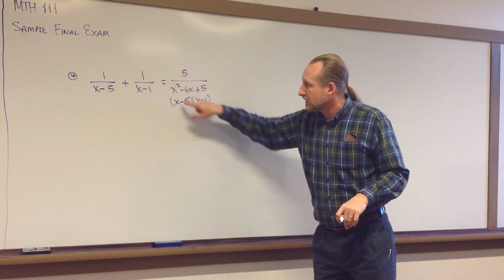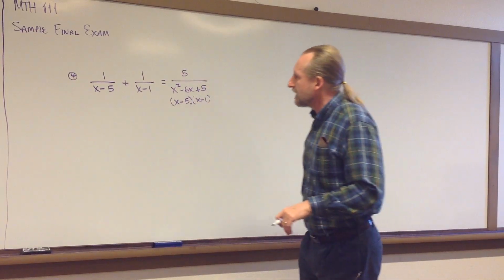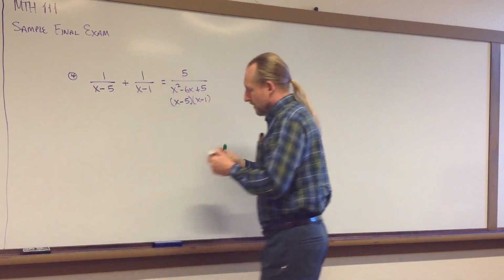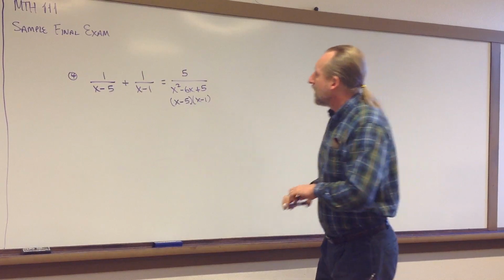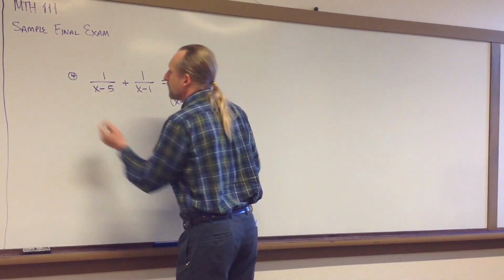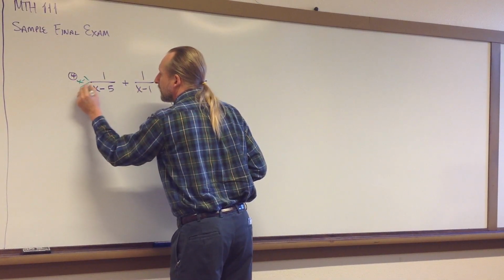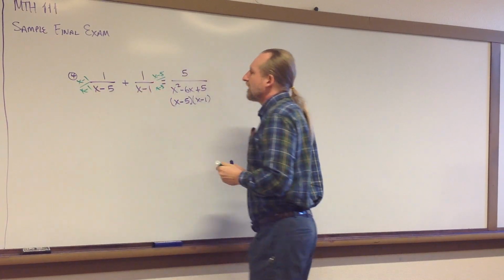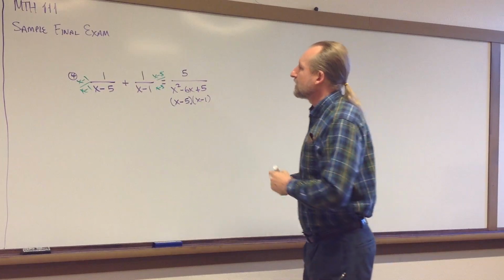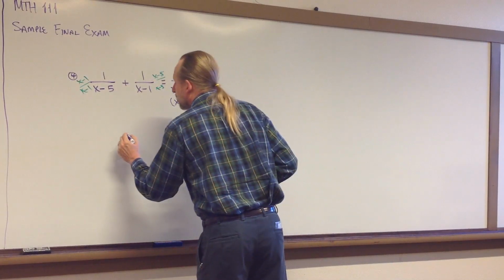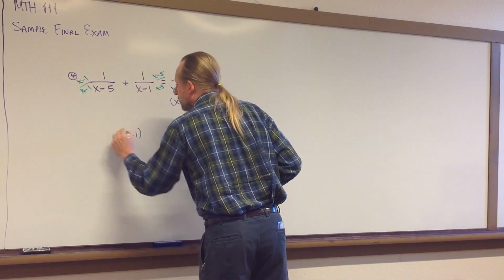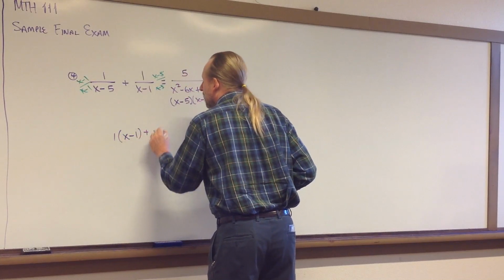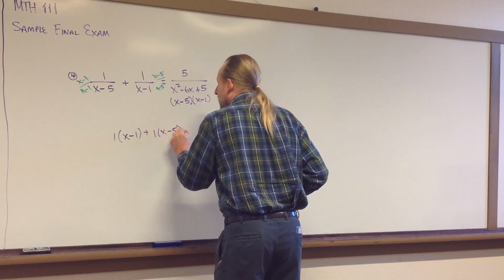So this is our common denominator right here. This fraction is not going to change. It's going to stay the way that it is. Over here, we're going to create a common denominator. This one needs to get multiplied by x minus 1 over x minus 1. And this one gets multiplied by x minus 5 over x minus 5. So we end up with x minus 1. I'll put the times 1 in there. And then 1 times x minus 5.